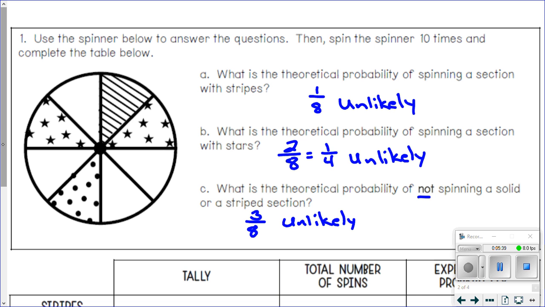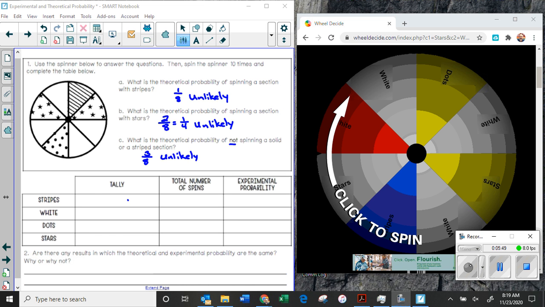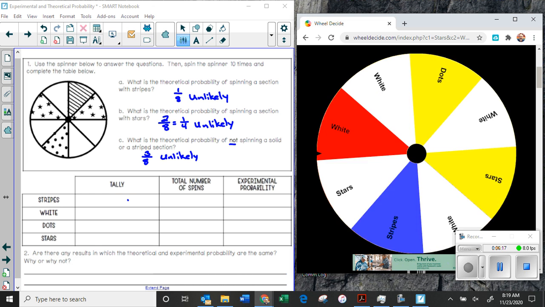All right, so let's see if we can pull this off. But hold on 1 second. All right, so here we go. So I found a website where I could create this spinner, ignore the colors. I couldn't figure out how to get the colors different. But you can see this spinner matches this spinner. So I labeled it white, white, dots, white, stars, white, stripes, stars. Okay, so it matches this. And we're going to spin this 10 times and record our results over here. So here we go. So here's the first spin.